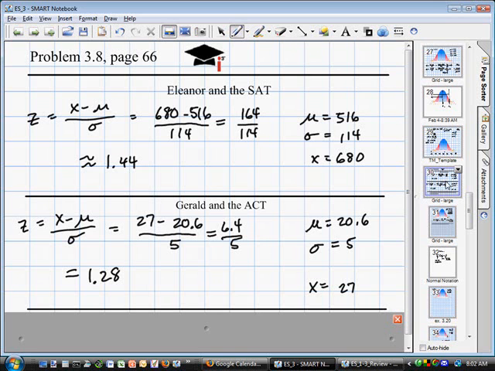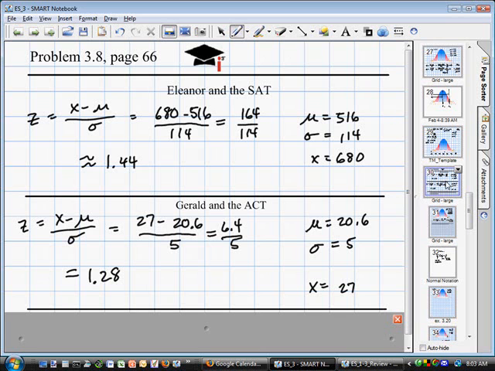Let me stop. What does that mean? It means on a normal curve, she is 1.44 notches to the right of the mean. You know what I mean by notches: standard deviation. Now Gerald, we have to use the ACT data. I take his score, subtract the mean for that test, divide by the standard deviation for that test, and here I get 1.28. So Gerald is 1.28 notches to the right.